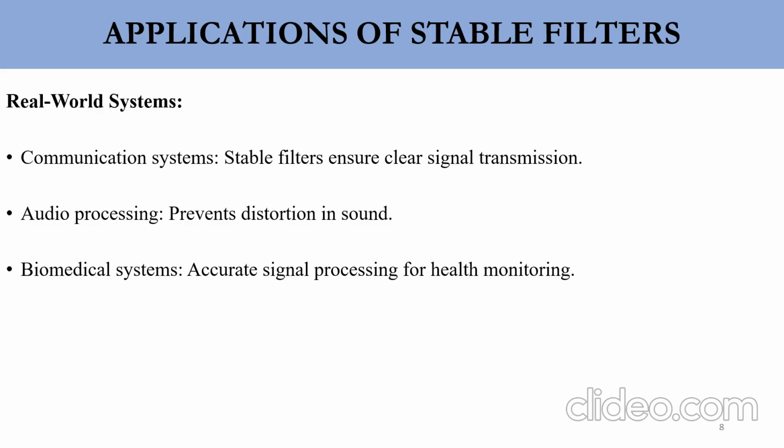Next is audio signal processing. The best example you would have heard of is earphones or earpods, whatever they may be. Mainly you will check for a noise cancellation system, which is used to prevent distortion in the sound. Third one is the biomedical system, which needs accurate signal processing for health monitoring. The best example is the ECG system, where you record your systolic and diastolic pressure. In such cases, noise should be removed, or else it will change the parametric values needed for accurate monitoring. So this stable filter concept will be mostly used in these three systems in the real world.